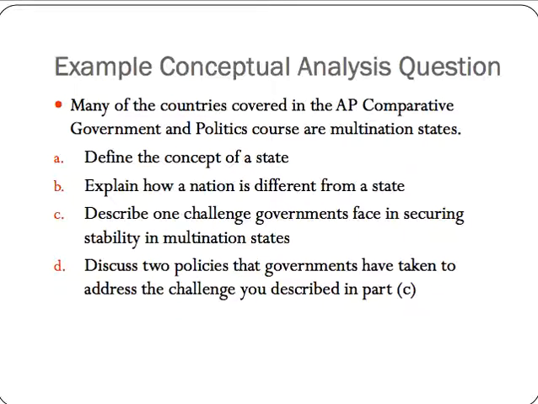Conceptual analysis. This is where you're going to get your A, B, C, and D questions. Many of the countries covered in the AP Comparative Government and Politics course are multi-nation states. So then you have to define one thing: the concept of a state that we'll learn about. You can explain how a nation is different than a state. Describe a challenge governments face in securing stability in multi-nation states. And then discuss 2 policies that governments have taken to address the challenges you described in C.